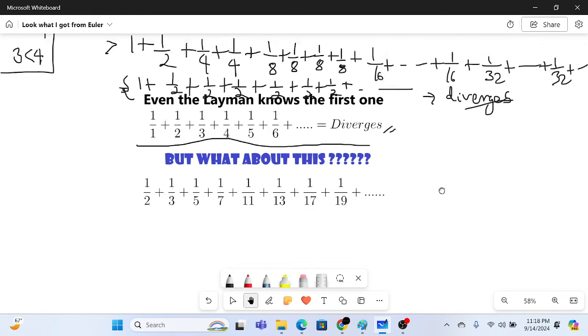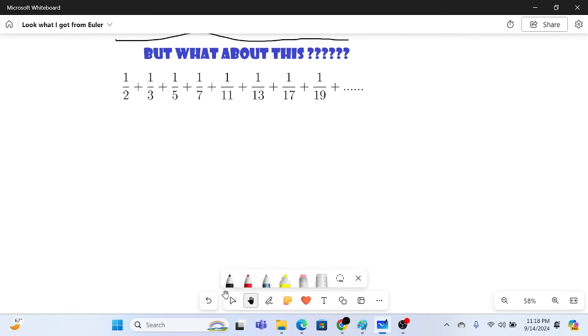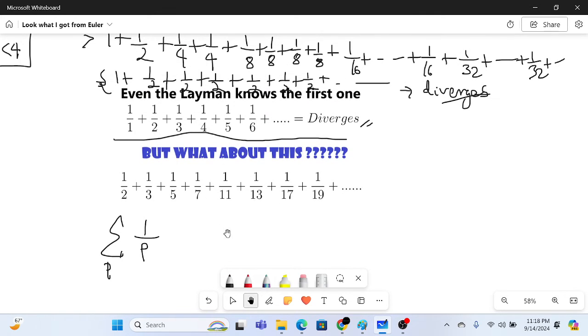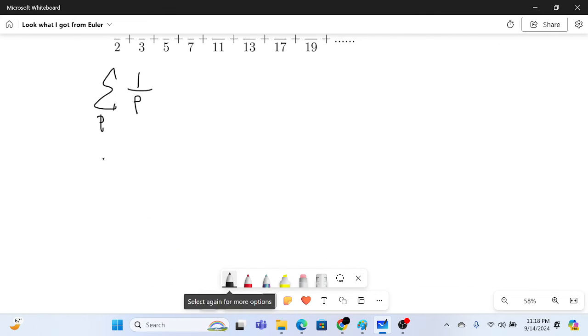But now the interesting part is, what about this series where we have prime numbers in the denominator? If you have to write this, it is the sum over primes of 1 by p. This is how we write this. It's easy. Now for this one, I will first try to give you a relation, and to find this, the same harmonic series will be invoked. You will see that.